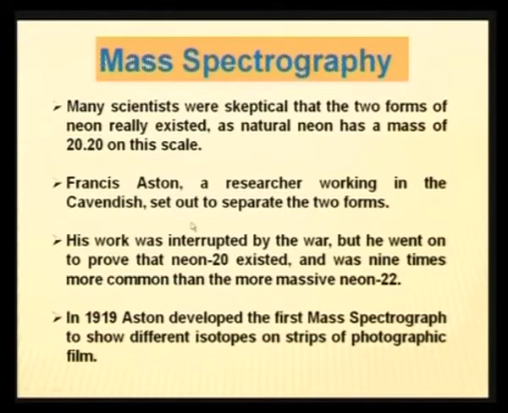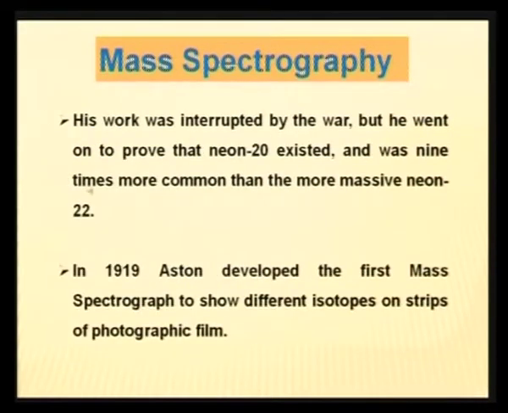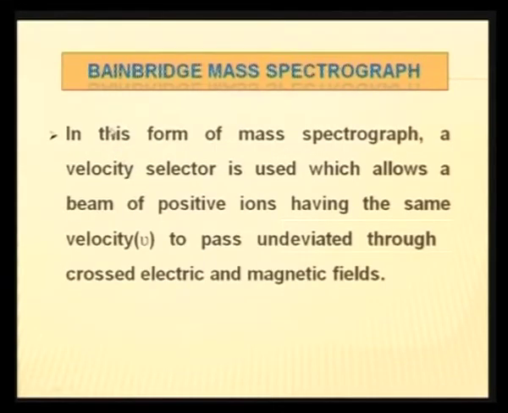Aston, a researcher working at the Cavendish, set out to separate the two forms. His work was interrupted by war and so on. Anyway, it was established that Aston developed the first mass spectrograph to show different isotopes on strips of photographic film in the case of neon. So that is the first mass spectrometer, due to Aston. His work was followed by Bainbridge. Now I'll pass on to the Bainbridge mass spectrograph.